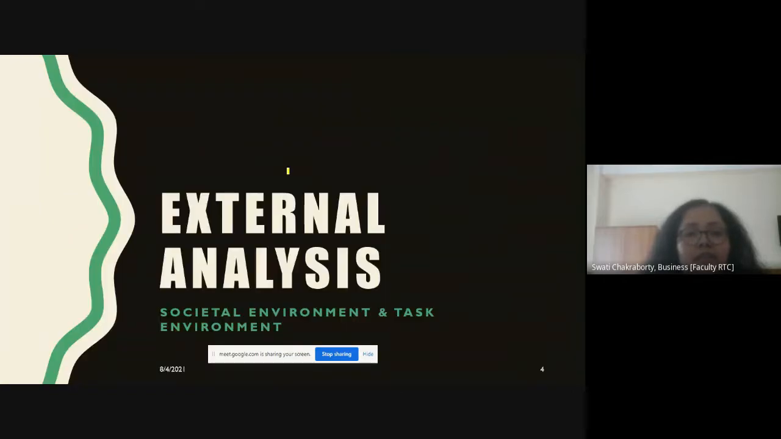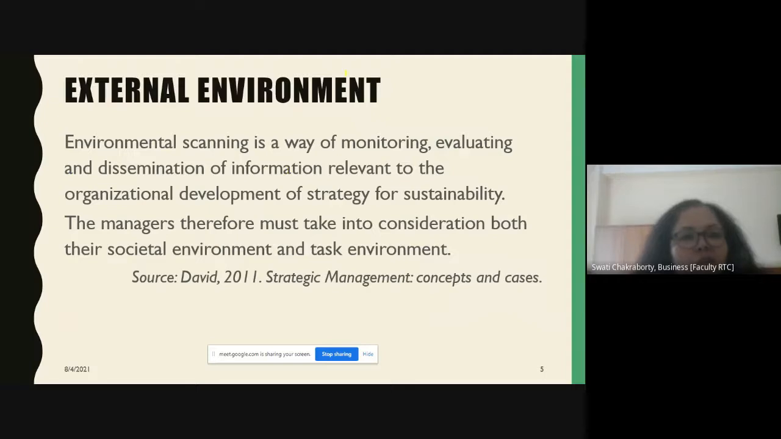Okay, so we start with the first part, that is external analysis, where we talk of the societal environment and task environment. So what is external environment? That's the first thing. External environment is the business environment which is operating outside the firm, and scanning has to be done, right? Scanning is to monitor which way.